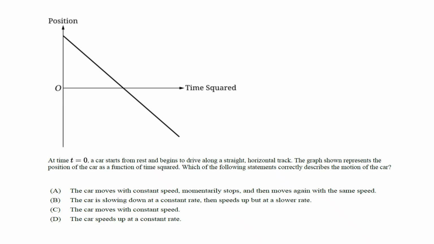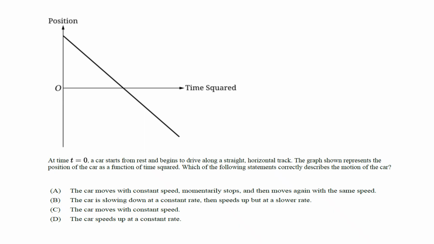So the options are given to you, which is the car moves with constant speed, momentarily stops, and then moves again with the same speed. The car is slowing down at a constant rate, then speeds up but at a slower rate. The car moves with constant speed. The car speeds up at a constant rate. Now let's see which option is correct.